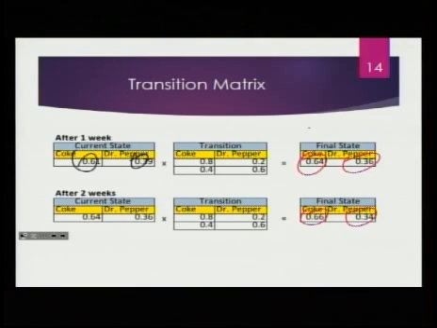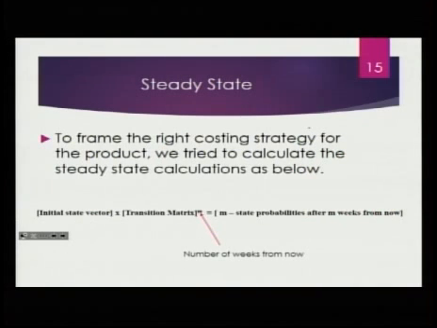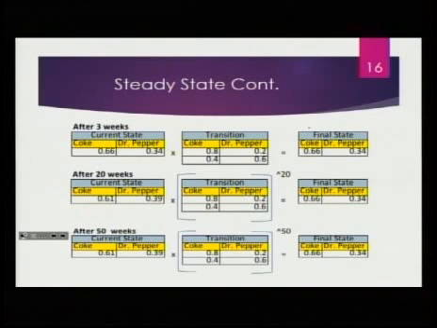So we wanted to know what would be a steady state at some point where the system doesn't change anymore. And so we tried to do that after the third week here. We calculate our steady state using this formula: our initial state vector times the transition matrix to the power of m, where m is the number of weeks from now, and then you end up with a state probability after the mth week. So here we reached our steady state in the third week. Normally this takes a long time, 10 years or 20 years, but since this was a small project, we reached our steady state in the third week.